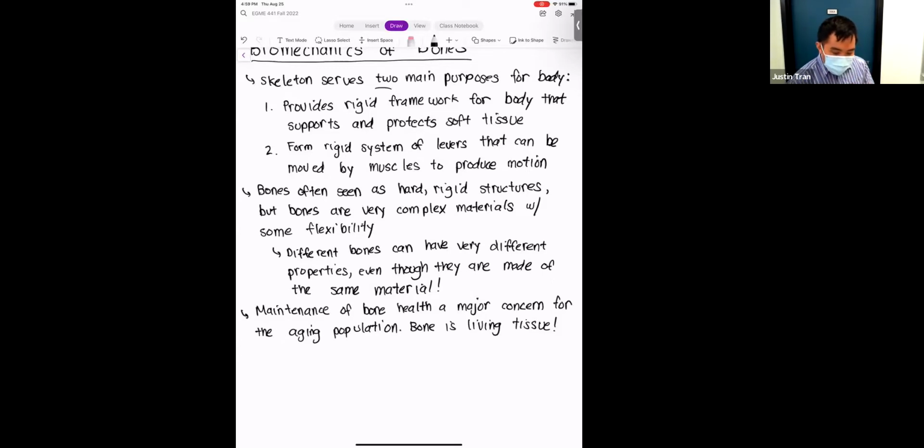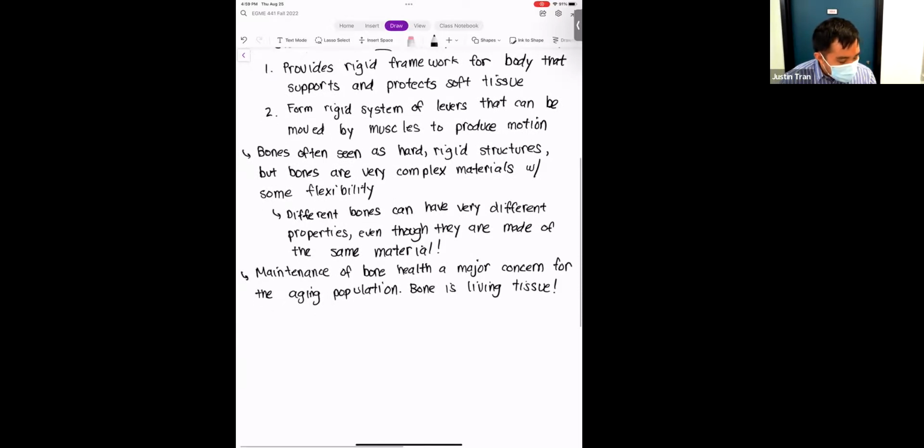Okay. Any questions on this? Okay, all right. So let's start by talking about the composition and the structure of bone tissue.